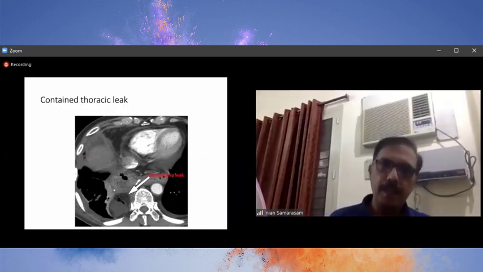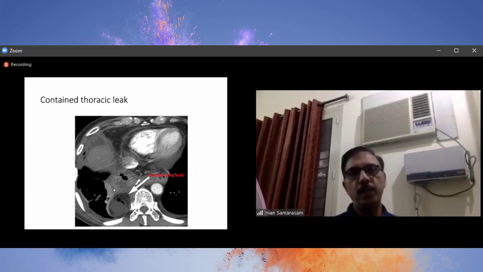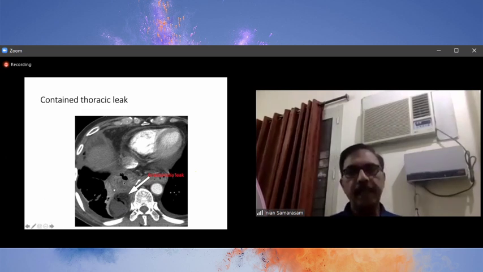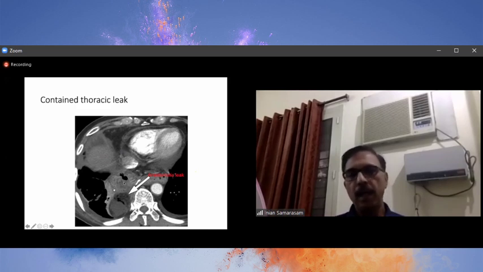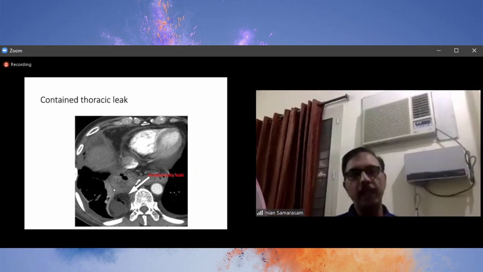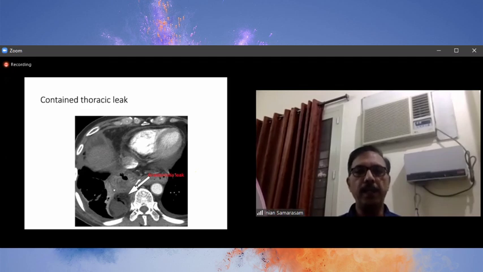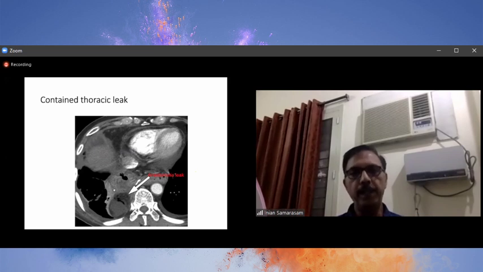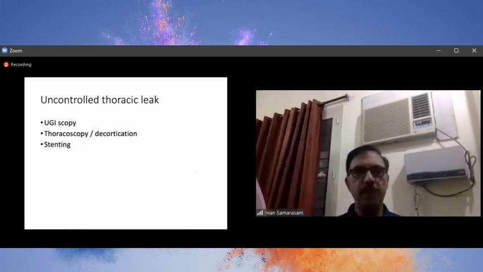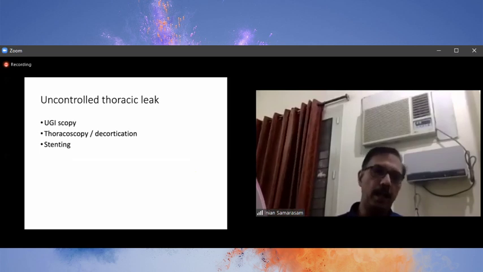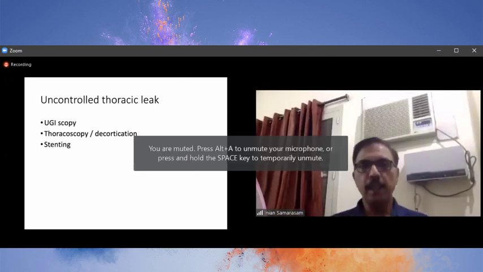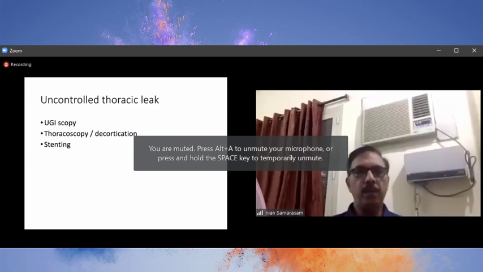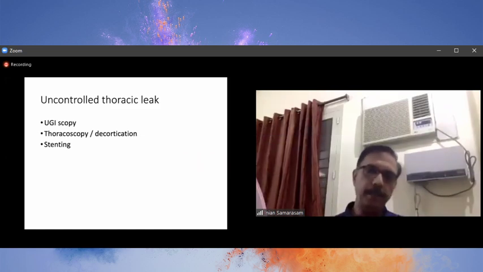So the next one is a thoracic anastomosis. Thoracic anastomosis can be contained. If it is a small perforation or a small leak, it can be well contained, and this can be quite easily managed radiologically. If it is a contained leak, all it needs is probably appropriate drainage and, if necessary, an esophageal stent. Whereas if it is uncontrolled, like the previous patient that we were discussing, it may need thoracoscopy, decortication, and stenting.